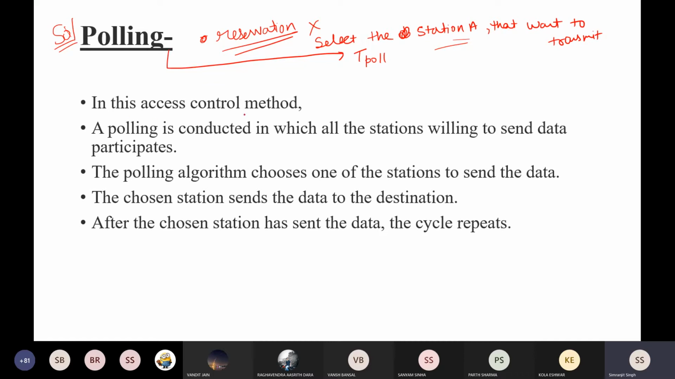In this access control method, a polling is conducted in which all the stations that are willing to send data will participate. The polling algorithm chooses the station. I will not go into detail of this polling algorithm because it does not have anything useful. If you want to study it, you can, but I don't think it is very useful here. You can avoid it because it's a simple algorithm and it is not required for our syllabus as well.